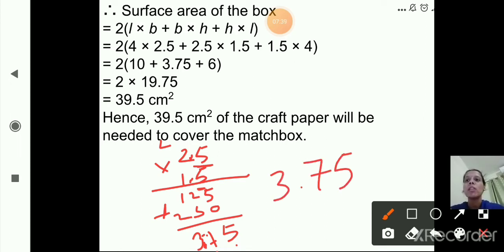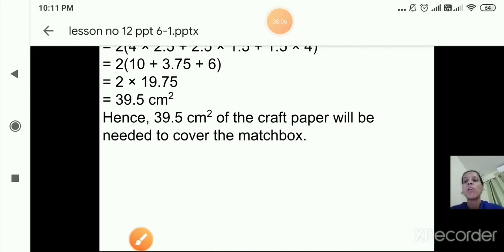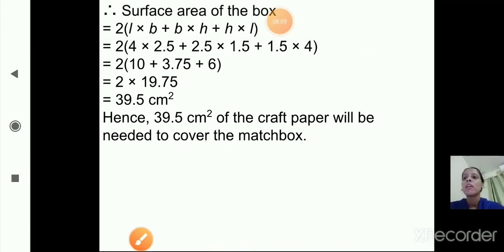Now the next one, that is 1.5 multiplied by 4. 15 4s are 60, right? Put the decimal point, 6.0, so after decimal point there is 0, so no need to write, only 6 you will write down, or you can write 6.0, that is also correct. So here we have done all the multiplications. So what we got here, 10 plus 3.75 plus 6, right? Now we will add this 10 plus 3.75 plus 6.